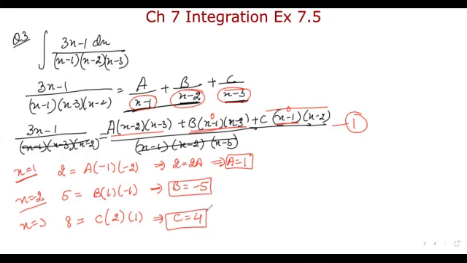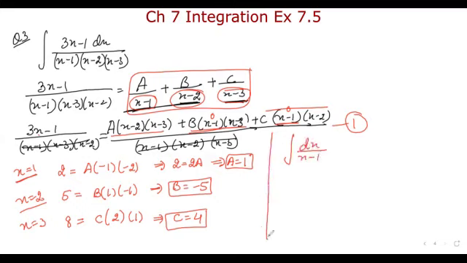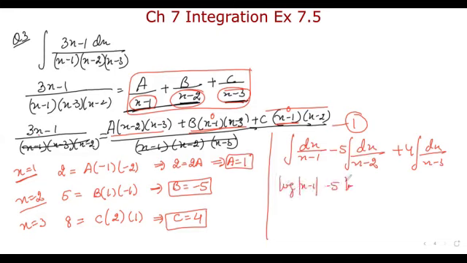So my answer will be, I will just integrate after putting the values here. If a is 1, this will be integral dx upon x minus 1. Then b is minus 5, integral dx upon x minus 2. c is 4, integral dx upon x minus 3. So integration is very simple. Log of x minus 1 minus 5 log of x minus 2 plus 4 log of x minus 3 plus c.